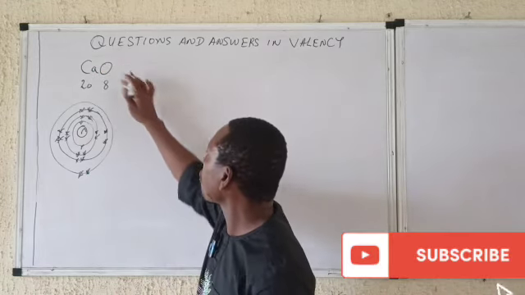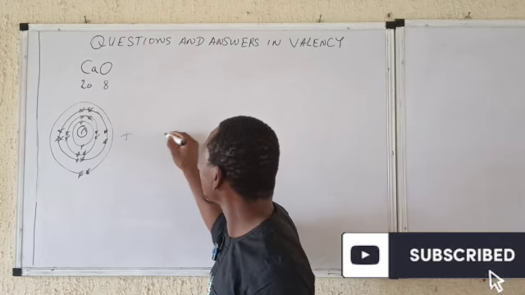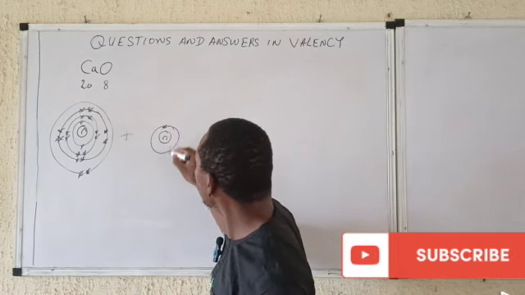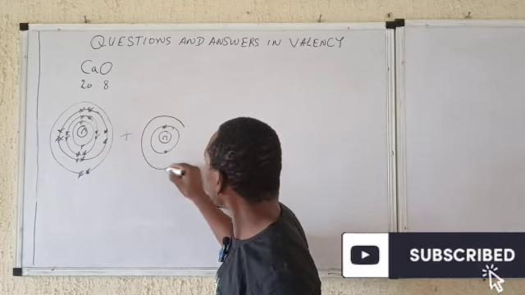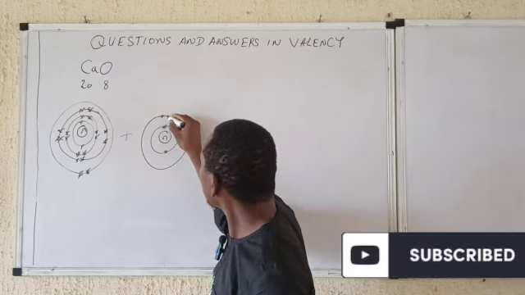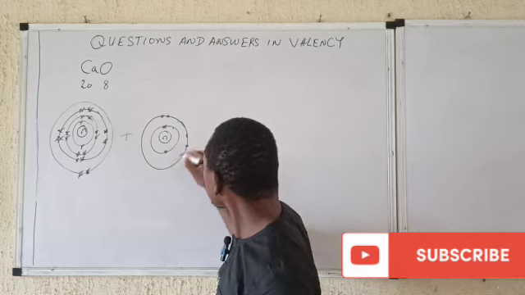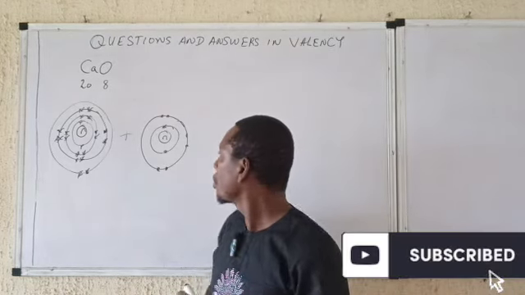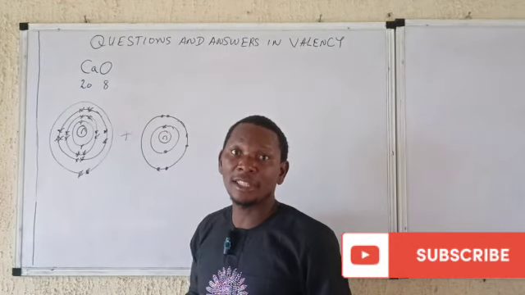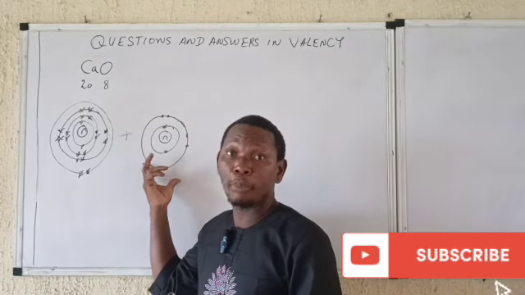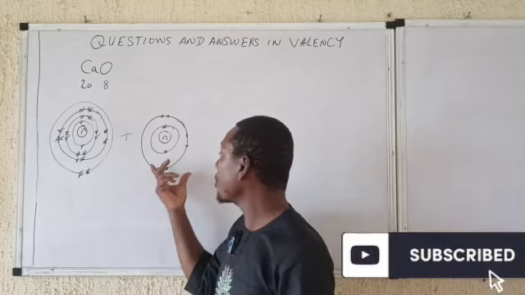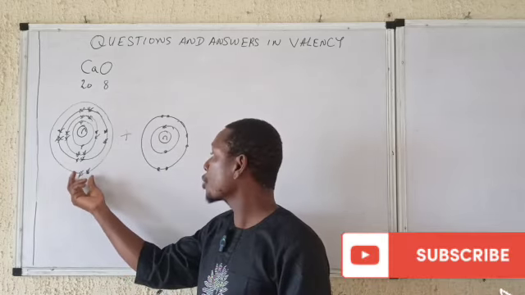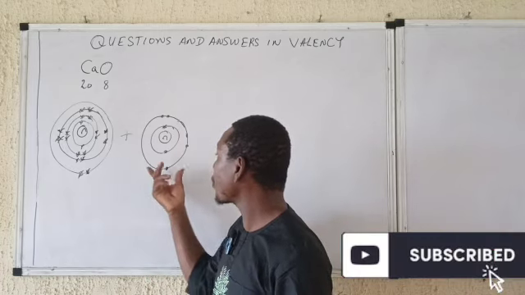While for oxygen, we have something like this. This is the nucleus. The first shell will take 2. So let's use a different symbol. And the second shell we take 6. Now note, this second shell, how many is the maximum that can occupy this shell? It is actually 8. But how many do we have here? We have only 6 here.